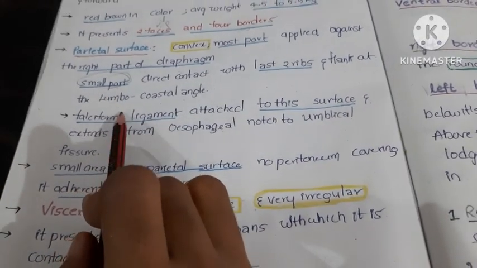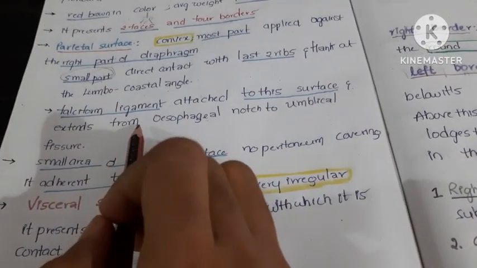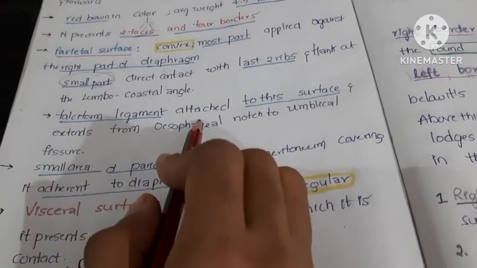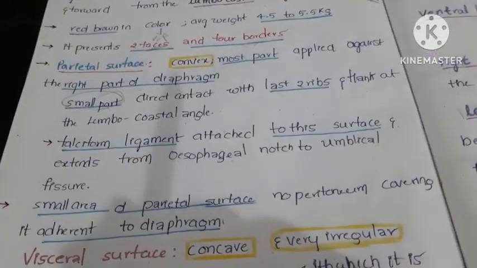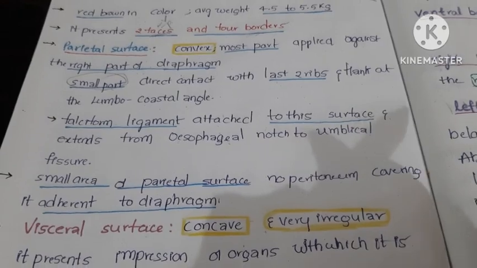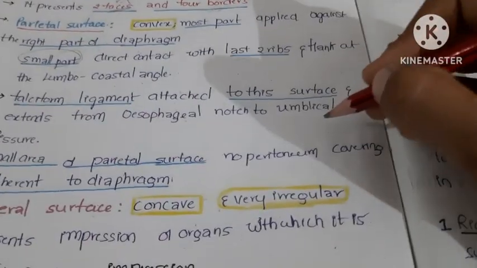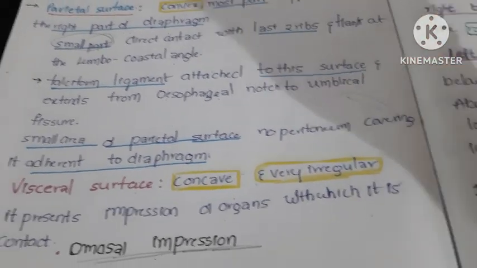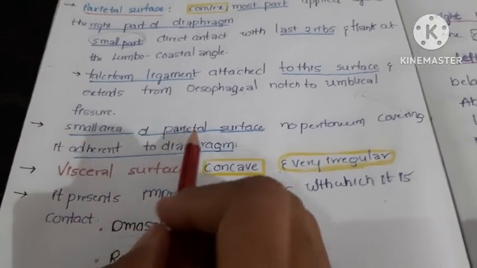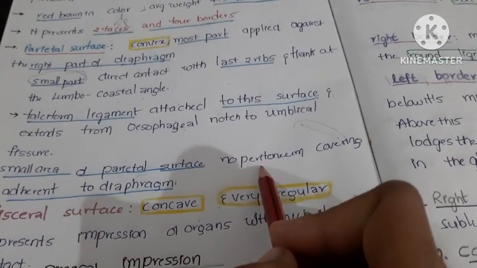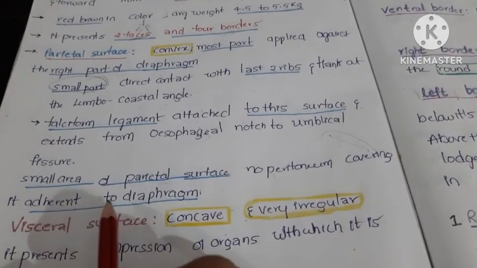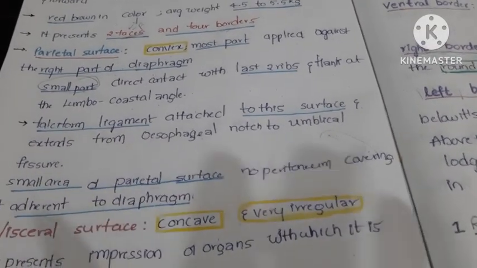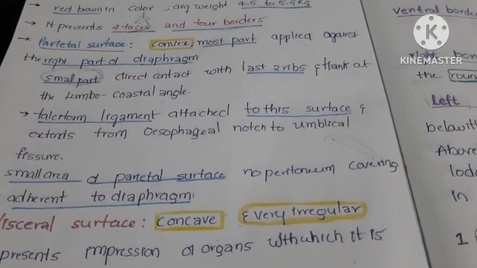The parietal surface also has the attachment of the falciform ligament, extending from the esophageal notch to the umbilical fissure. A small area of the parietal surface has no peritoneal covering, and it is directly adherent to the diaphragm.